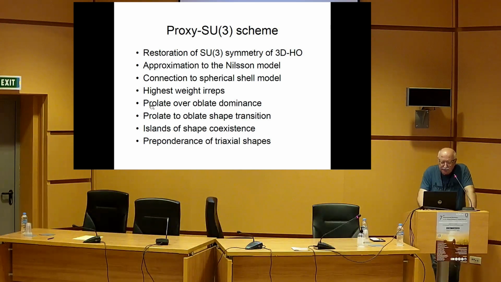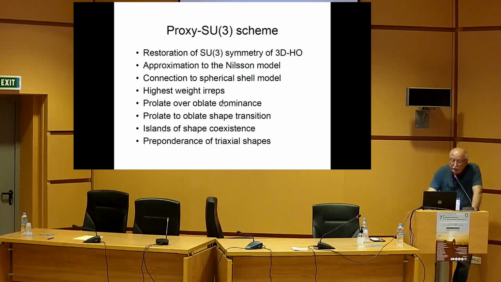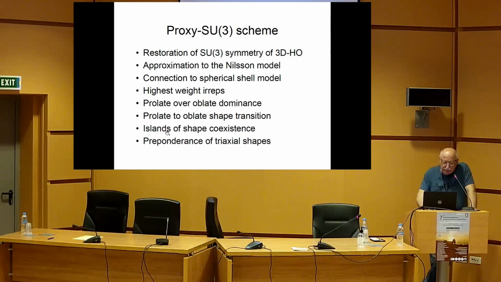It is the origin of the prolate over oblate dominance in the ground states of even-even nuclei. Also, it is the origin of the prolate to oblate shape transitions in the heavy rare earths. Other consequences are islands of shape coexistence. Shape coexistence cannot appear everywhere, but only in certain regions on the nuclear map. And also, I will discuss briefly the recently very hot topic of preponderance of triaxial shapes in medium mass and heavy nuclei.